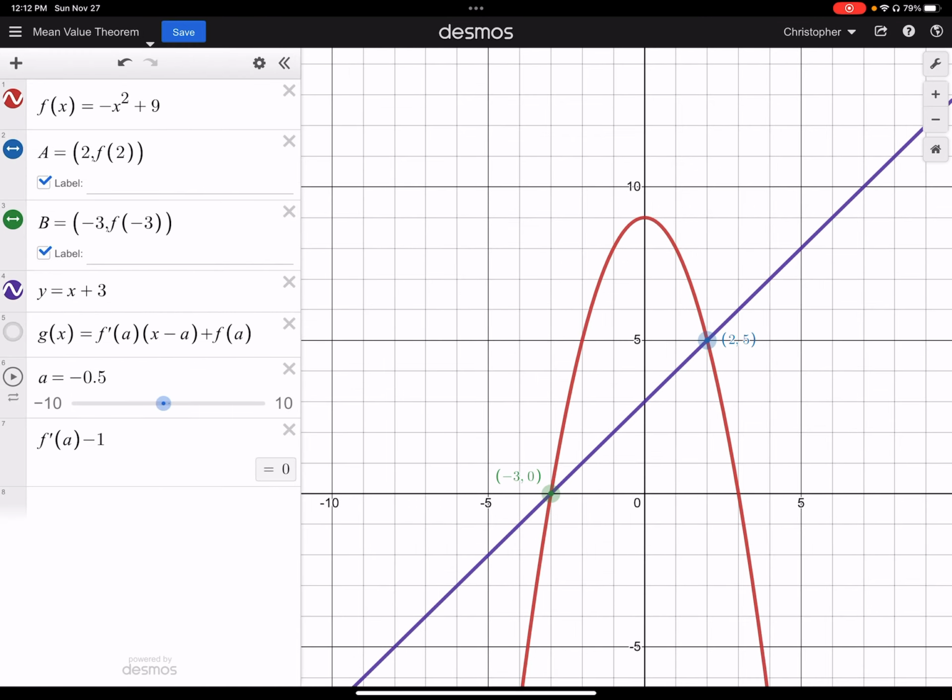Now, what the mean value theorem tells us is, I'm going to turn on this tangent line. I'm going to just move it on the interval from -3 to 2. Somewhere in this interval, because the function is continuous and differentiable, the slope of the tangent line is going to equal the slope of the secant line, which is just saying that at some point the derivative equals the average rate of change.